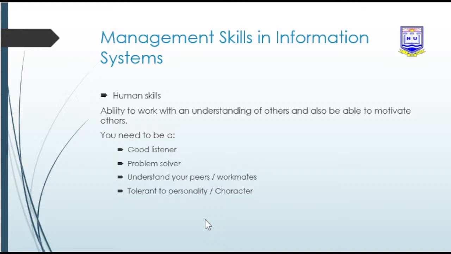Okay? There's a saying in the Bible, a good shepherd needs to be with his flock. A good shepherd needs to be like his sheep. Okay? So if you're not like your own sheep, how are you going to lead them? You need to be part of your team. They need to feel your presence as a leader. They need to have that comfort.